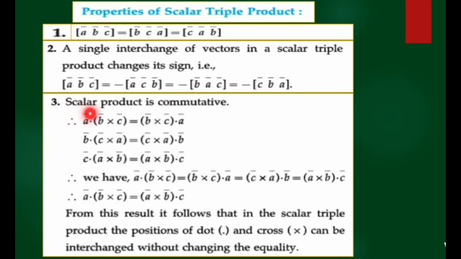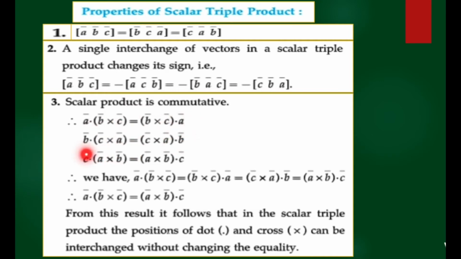See third, scalar product is commutative. Therefore, A bar dot B bar cross C bar equals B bar cross C bar dot A bar. We know this, which we already discussed in scalar product for two vectors. Now this is vector A, and this cross product of vector B and C we consider as vector D. Then A bar dot D bar is equivalent to D bar dot A bar. So we write here A bar dot B bar cross C bar equals B bar cross C bar dot A bar. That means scalar triple product is commutative.